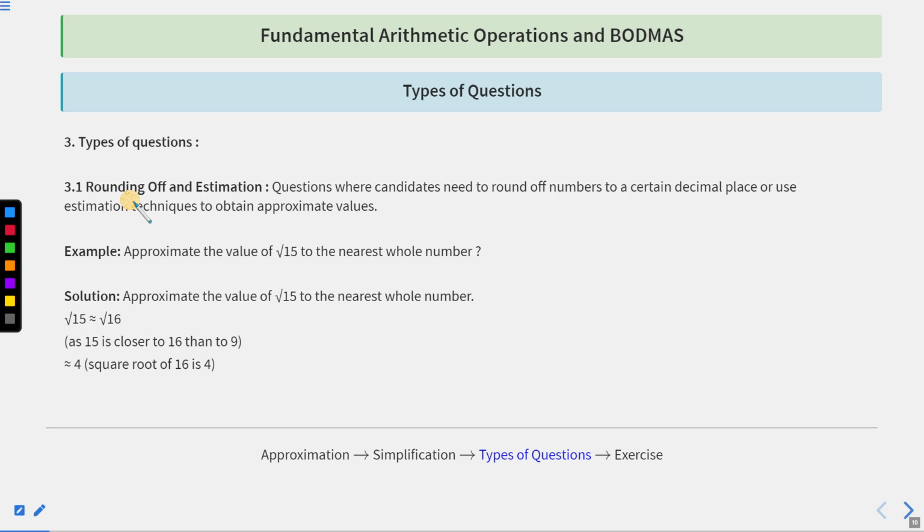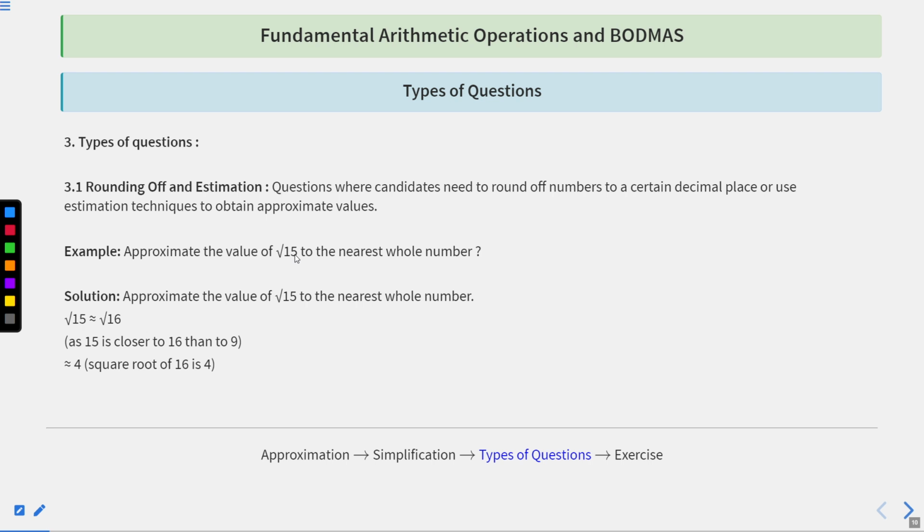First of all, rounding off and estimation. These are questions where candidates need to round off numbers to a certain decimal place or use estimation techniques to obtain approximate values. For example, approximate the value of root 15 to the nearest whole number. So we have to approximate root 15. Root 15 is not equal to any perfect number, I should say, or whole number, because when we square any whole number we'll never get 15.